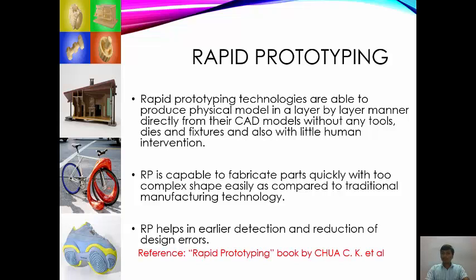RP is capable of fabricating parts quickly with complex shapes, easily as compared to traditional manufacturing technology. These RP are mainly used for producing customized parts and even prototypes of many other products which are going to be mass produced. RP helps in earlier detection and reduction of design errors. By immediately getting a prototype in your hand, you can easily detect the error and reduce the errors which are about to come in future.